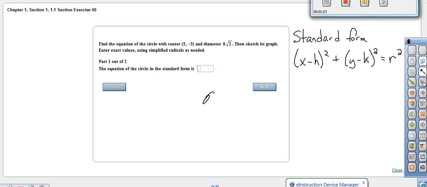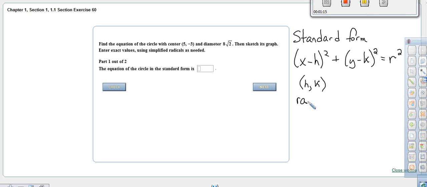So when we start working our problem, we're going to take what we have. Oh, by the way, the center of my equation is located at h comma k, with my radius, of course, being r. Alright, so let's take what we have here. So this is my h, and this is my k.